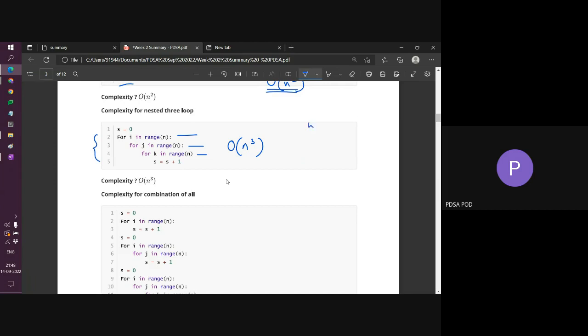So let me ask you, while i less than or equal to n, i is equal to i into 2. Okay, so i is 1 first. Can you tell me the complexity of this algorithm?